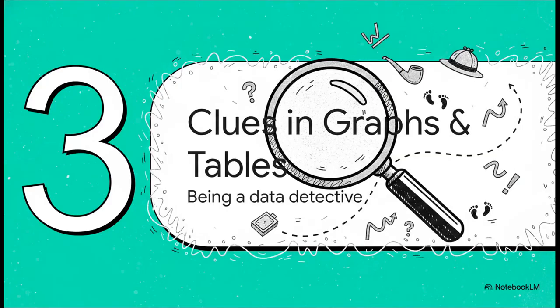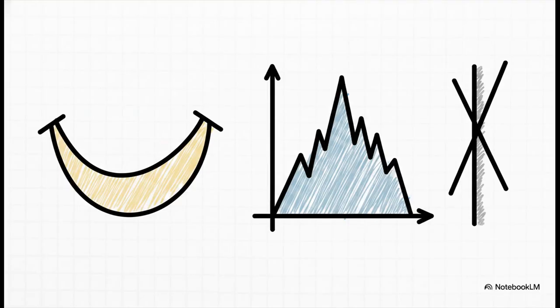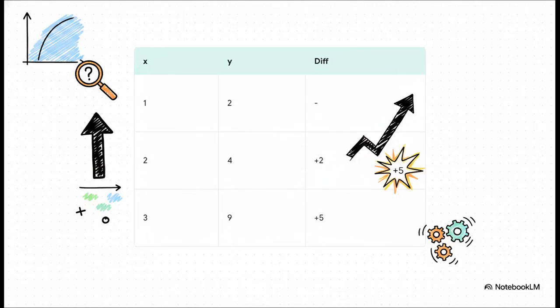Section 3. Clues in graphs and tables, being a data detective. The visual evidence is usually the easiest to spot. If you trace the line on a graph and it looks like a U-shaped smile, swooping down and back up, or maybe a steep mountain peak instead of a rigid stick, boom, you found a nonlinear function. A straight line has 0 bends, so if your line is bending, you instantly know the rate of change is not constant. Check out this table here.